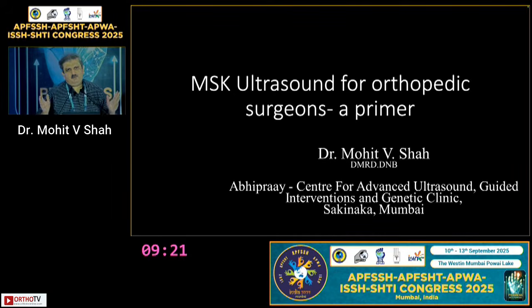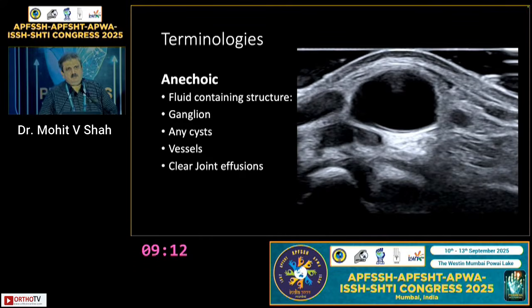So I'm going to just provide you a basic overview as to what ultrasound does in clinical practice. It's a primer to make you understand first the terminologies that we use. So when you find the different terminologies in a report, what do they mean? When we use the word anechoic, it means there are no echoes reflected from that structure, and that structure allows the ultrasound to pass through it. This is typically seen in all fluid structures.